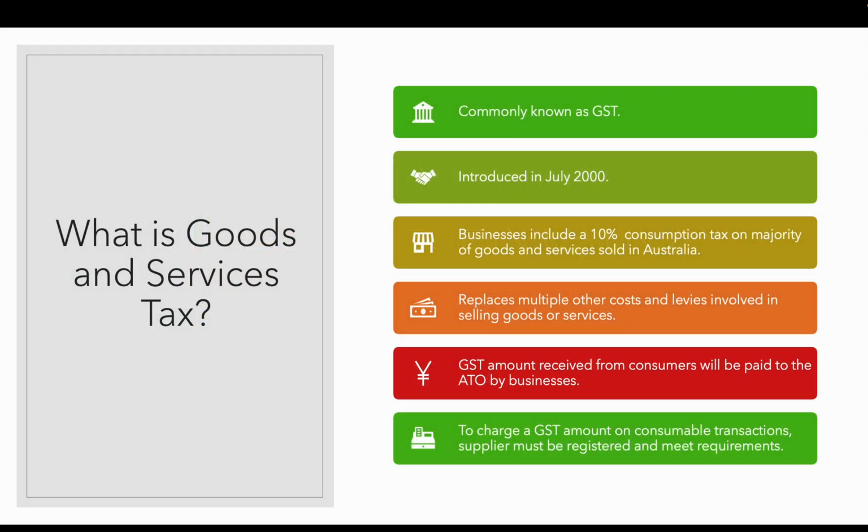Firstly, what is Goods and Services Tax? It is commonly known as GST. It was introduced in July 2000, the beginning of the 2000 to the 2001 financial year. GST is where businesses include a 10% consumption tax on a majority of goods and services sold in Australia. This replaces multiple other costs and levies involved in selling goods or services.